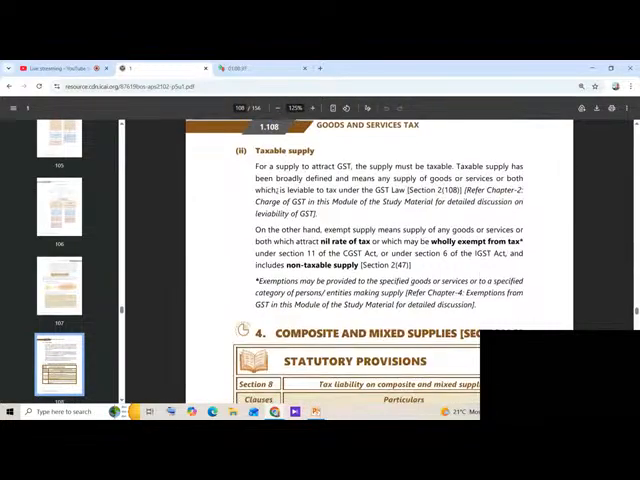Taxable supply. For a supply to attract GST, the supply must be taxable. Taxable supply has been broadly defined and means any supply of goods or services or both which is leviable to tax under GST law. On the other hand, exempt supply means supply of any goods or services or both which attract either nil rate of tax or are wholly exempt from tax, and includes a non-taxable supply.